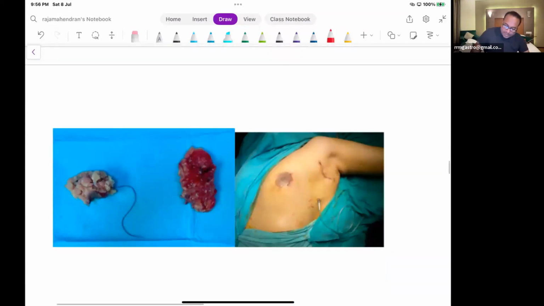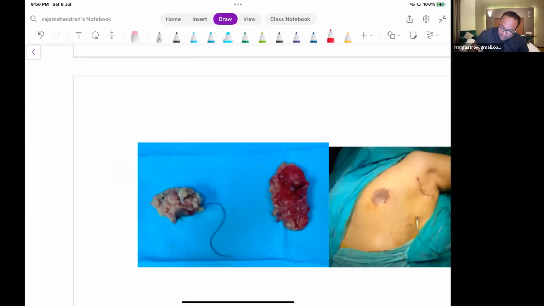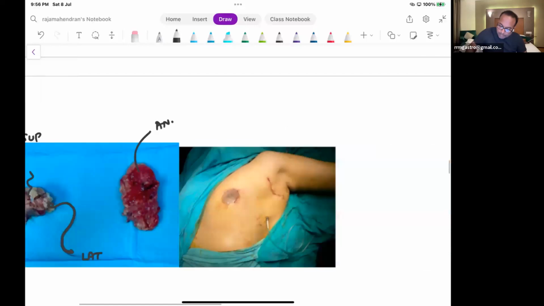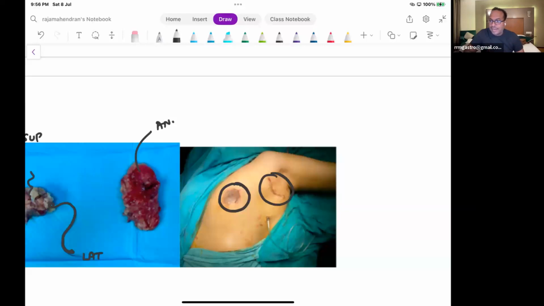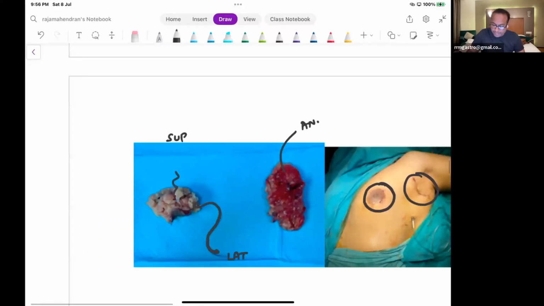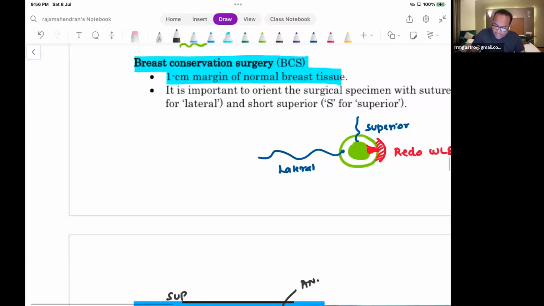See the picture here. This is a picture of the tumor. The tumor is being removed. This part where the thread is tied is the lateral margin. See, they have tied a thread on the lateral margin. Looking closely, they have tied a small thread on the superior margin. This is the superior margin, this is the lateral margin, and this is the axillary nodes. So this is the procedure done: a small tumor removed, axillary dissection done. A classical image. So superiorly it is short and laterally it is long.